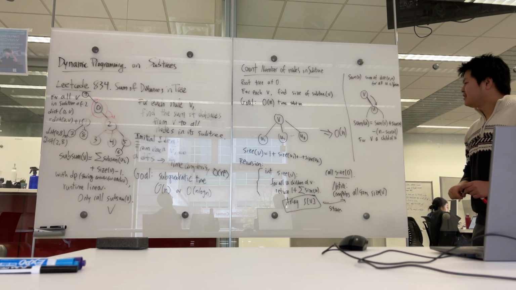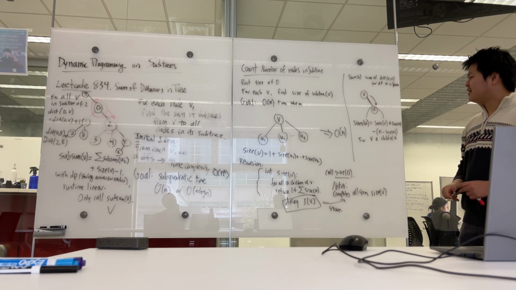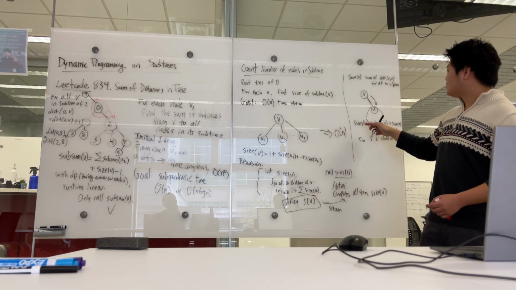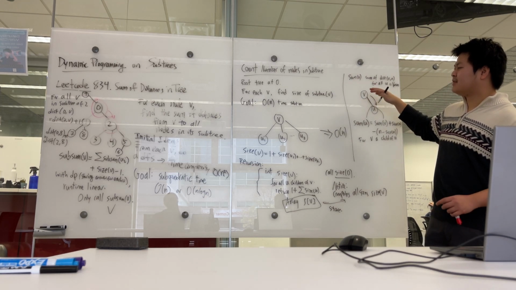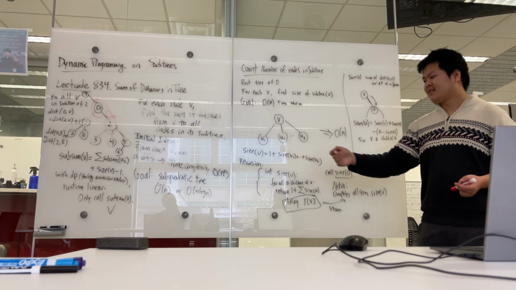Okay, so now that we have this equation, how can we finally compute the answer sum of v for every vertex in subquadratic time?